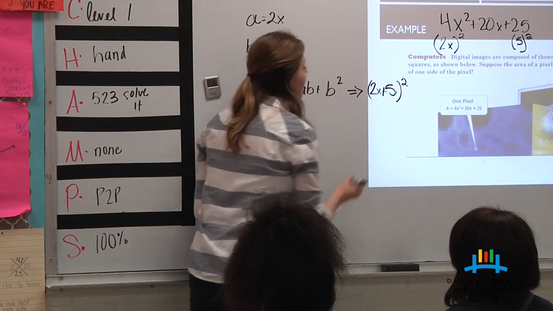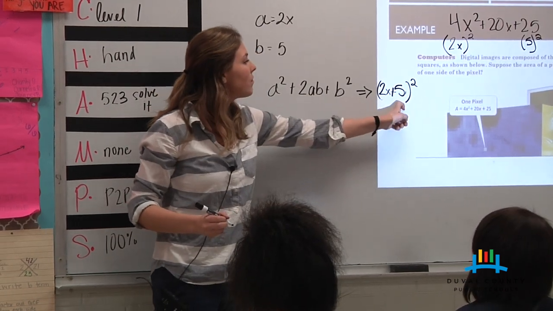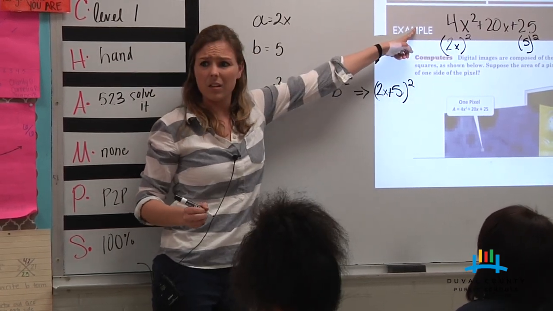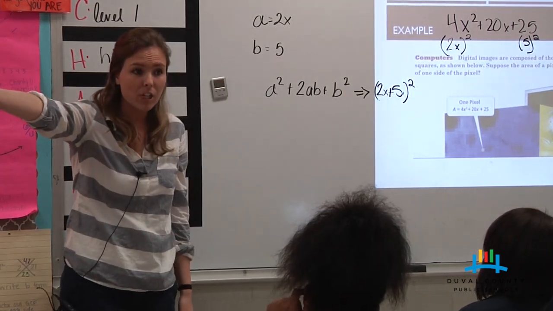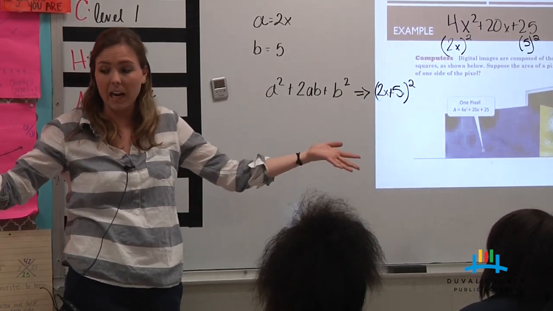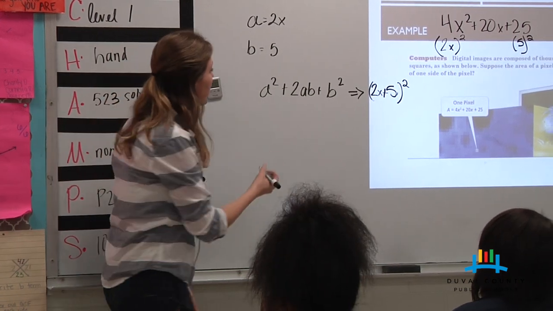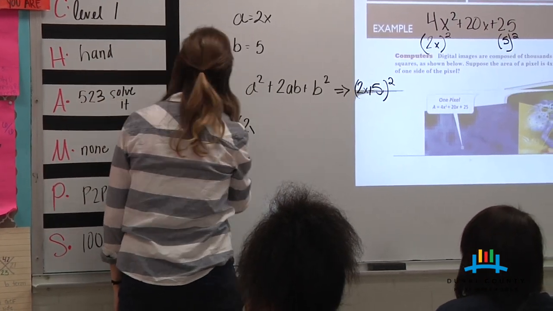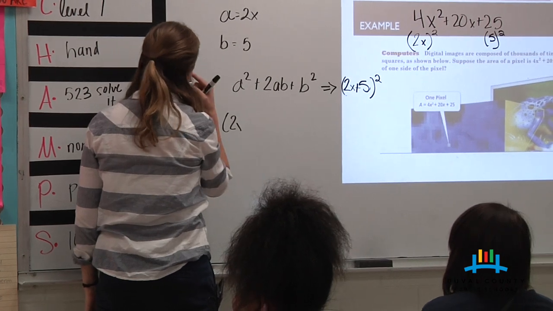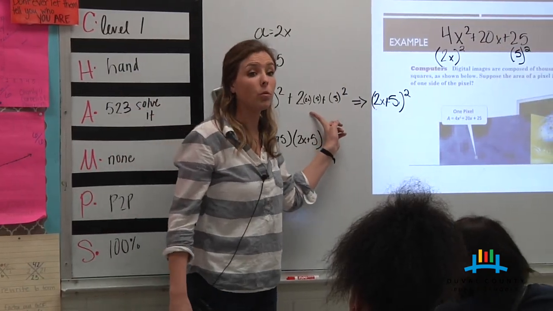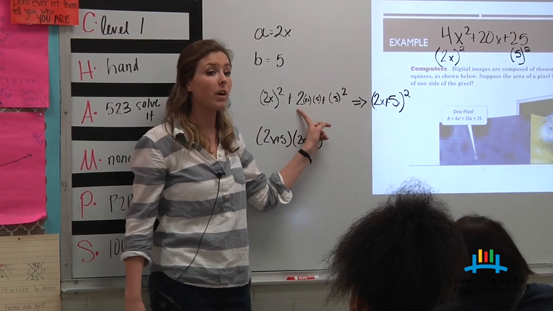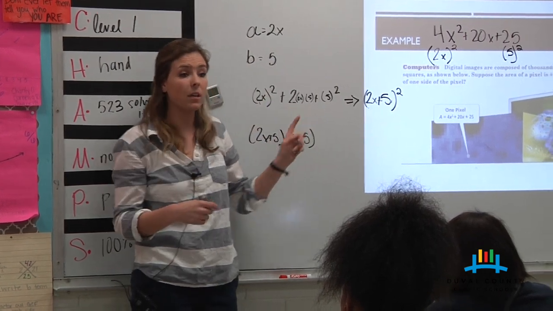How can I be sure that 2x plus 5 squared turns into this? Do they have the same value? Can algebraic expressions look different but have the same values? Yes. All right, so I want y'all to prove that to me. Turn and talk with your neighbor real quick. Let's go like 3 minutes. More importantly, we need to make sure it's doubled, a multiple of 2, with the coefficient in the front.